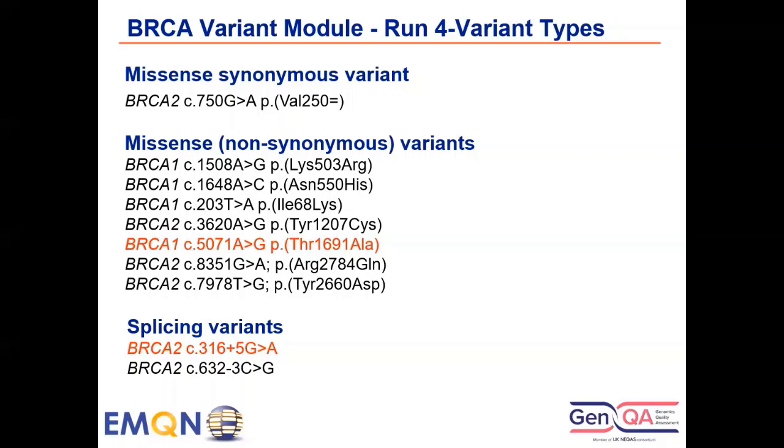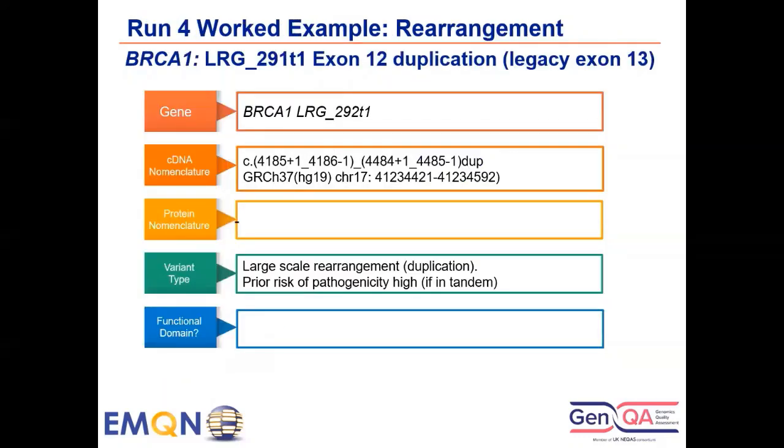There are two splicing variants that were also interpreted. These are both in BRCA2. First one, c.316+5 G to A, and the second one, BRCA2 c.632-3 C to G. So taking each example in turn, the first one was a rearrangement, and this is in BRCA1.